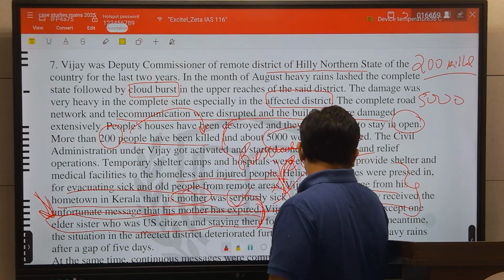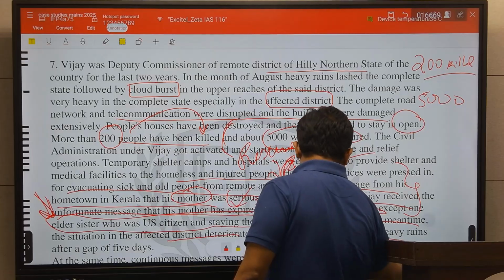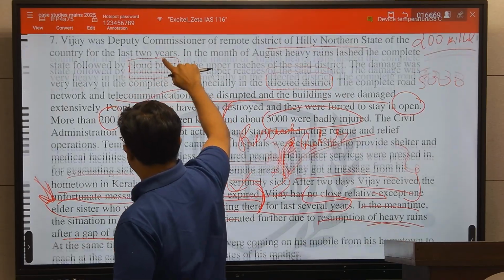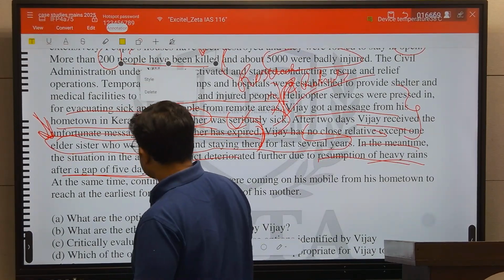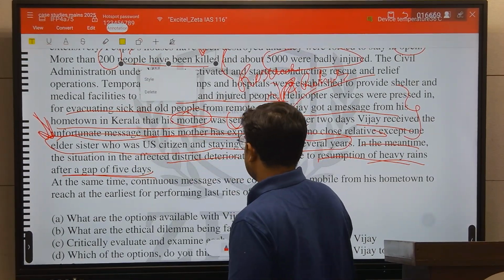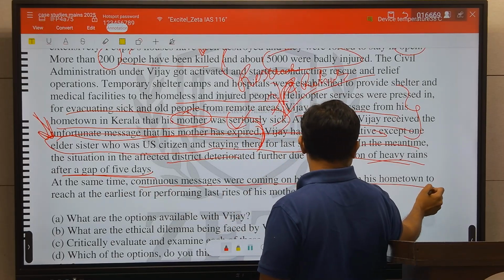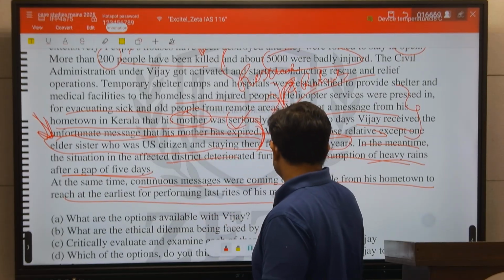In the meantime, the situation of the affected district deteriorated further. Resumption of heavy rains after a gap of 5 days. So basically, the situation deteriorated further. It says, at the same time, continuous messages are coming on his mobile from his hometown to reach at the earliest for performing the last rites of the mother.